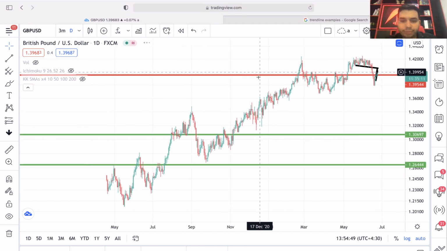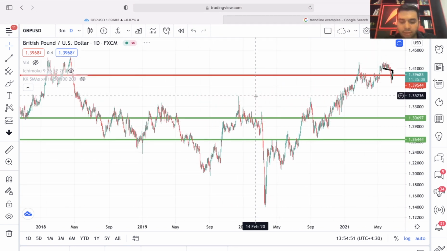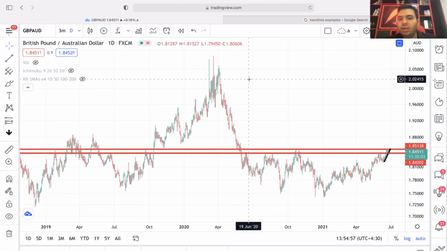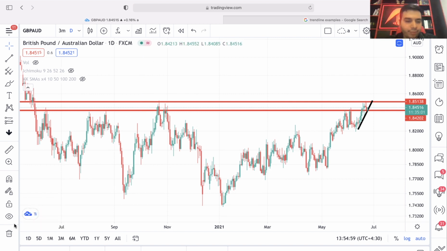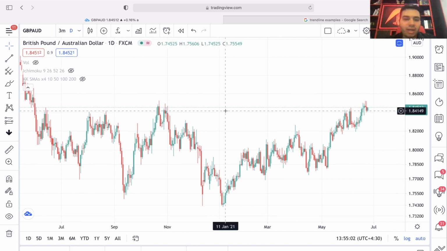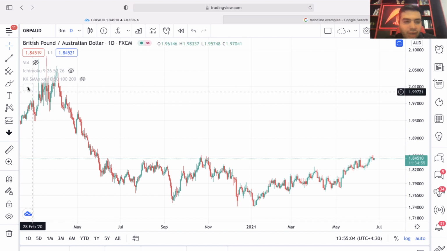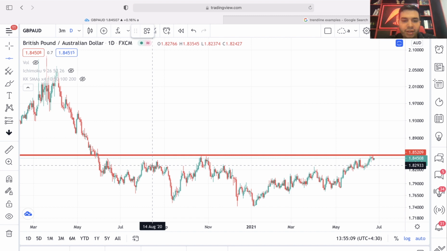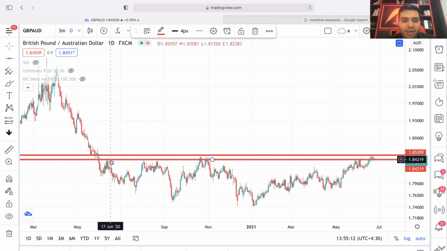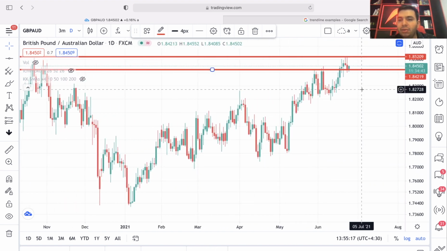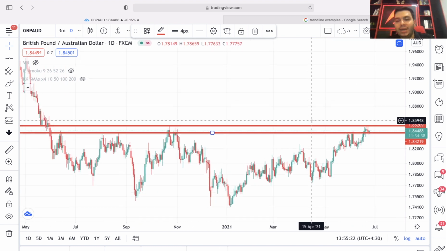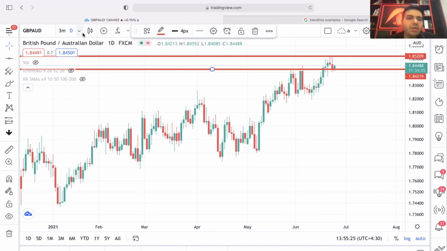Okay, so for example, we can take a look at pound AUD, pound versus Australian dollar. Okay, in pound versus Australian dollar, we have a strong support area, resistance area here at this level. Every time price hits this area, it moves down. Okay, you can see that. And right now we have entered this resistance area again.